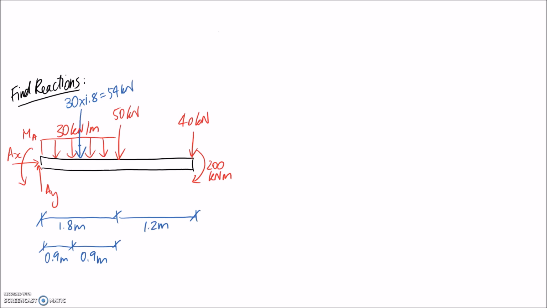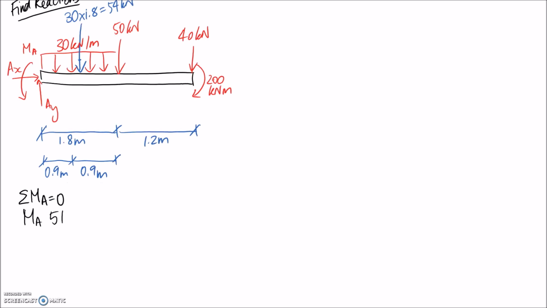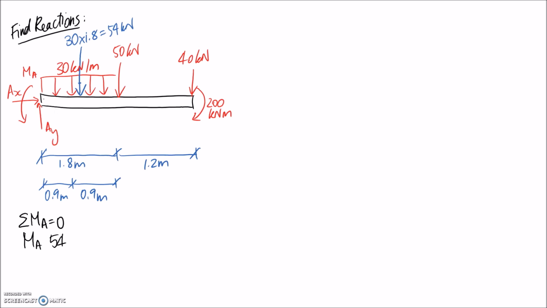Alright, so let's go ahead and find what the reactions are. I'll start by summing my moments about point A, this one in here. I'm going to have the moment reaction, MA I've called it, and it's been drawn anti-clockwise, so it's going to go in as positive. AX and AY act through point A, so they're not going to be in the equation. I can then take my point load of 54 kilonewtons, acting at a distance of 0.9 meters, and it's going to try and rotate this thing clockwise so it's negative. That deals with the distributed load.